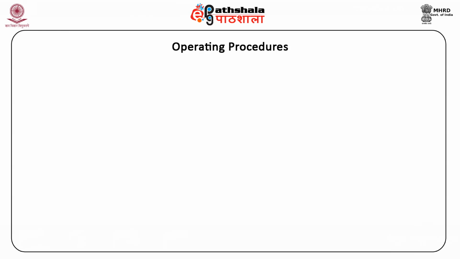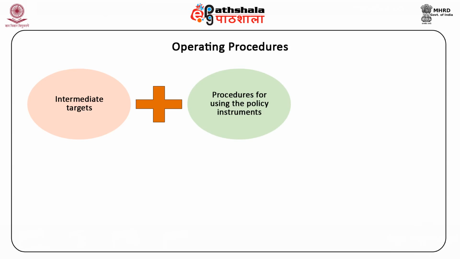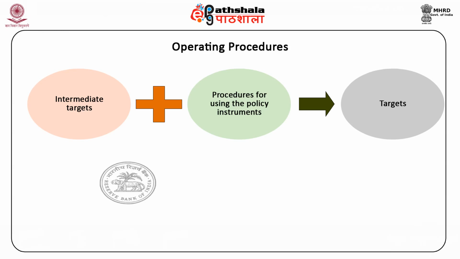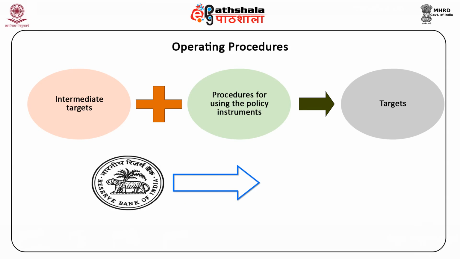Operating procedures are also known as operating or policy regimes. It is a combination of intermediate targets and procedures for using the policy instruments to achieve the targets. Example: the RBI might choose a particular level of a money supply M1 as an intermediate target and use certain open market operations to achieve it.